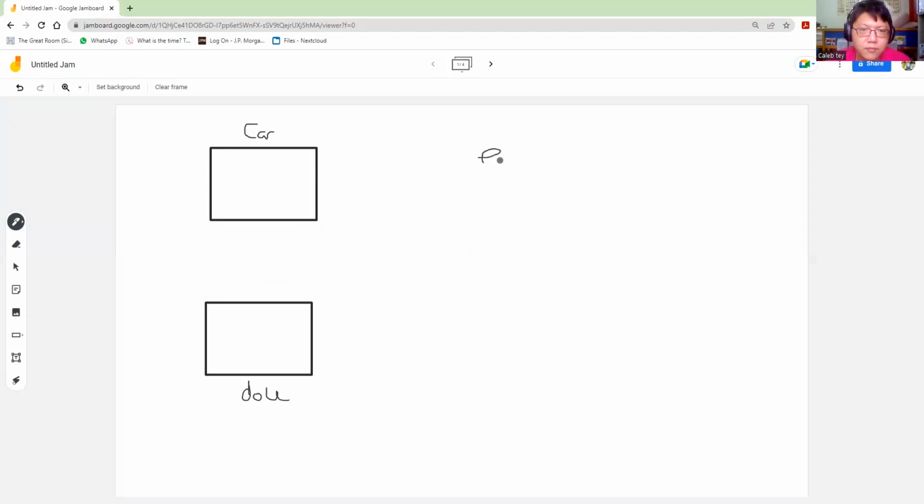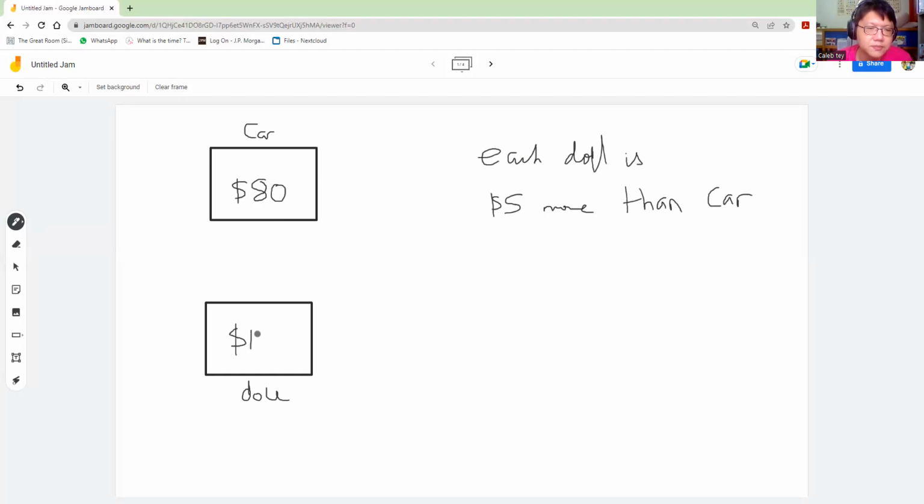And they tell us that each door is actually $5 more than a car. Okay, so this is part of the story. And then what they tell us is that in total for the cars, I actually spent $80, and for the doors, I actually spent $100. And the question then asks you, how many cars are there here?